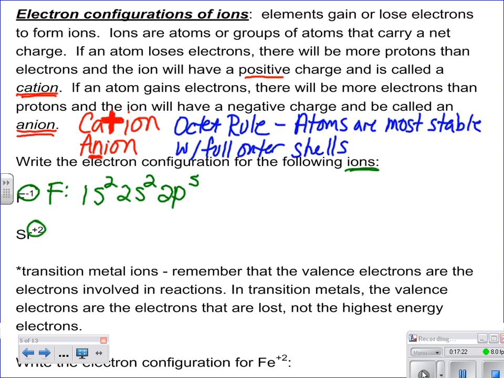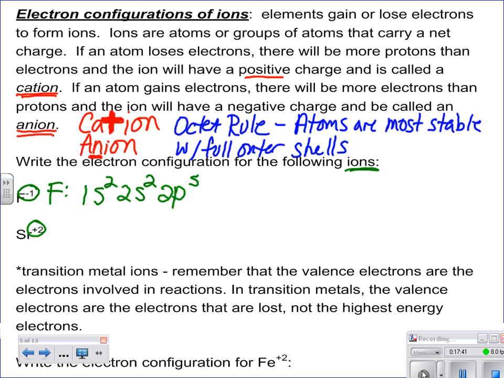2p5. Okay, so that's where we stop. That would be fluorine. We can tell we didn't practice these much last night, but you're going to get into the rhythm of that and be able to just spit these out. 1s2, 2s2, 2p5. Well, that's really not that stable.